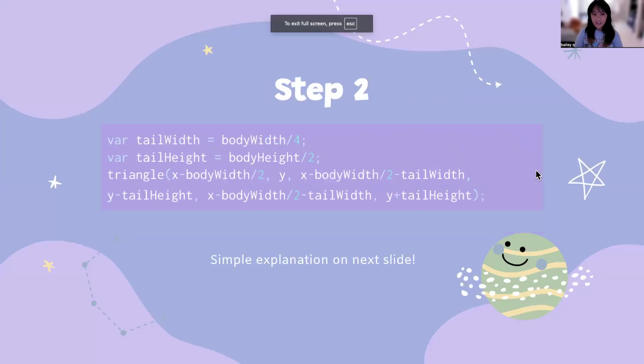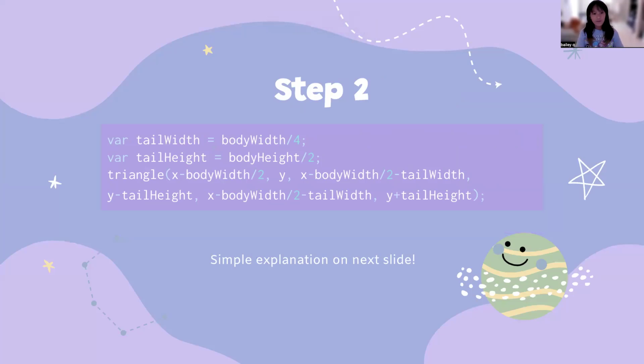All right, so we're going to move on to the tail. So step 2 here, we declare 2 new variables. We have a variable called tail width and a variable called tail height. Tail width is a quarter of the body width, and this is, again, to keep everything proportional. It does not have to be divided by 4 specifically. It could be a different proportion. That is up to your own preference, but just as a general statement, these numbers are how I'm going to speak about it.